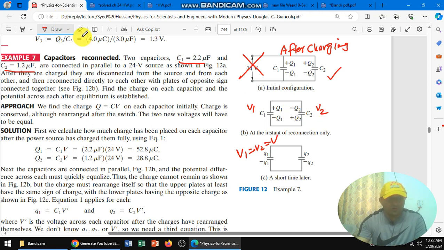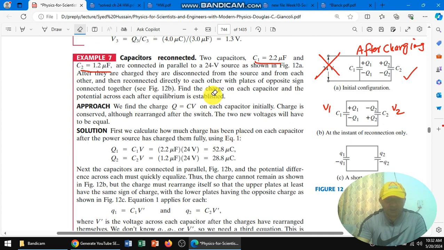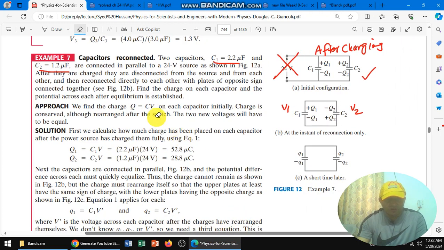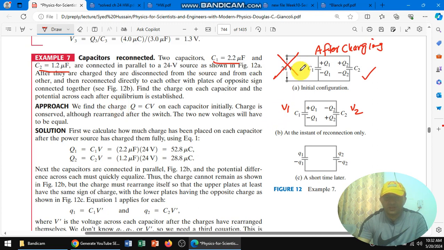So we need to find how much charge flows. We need to find the charge on each capacitor and the potential across them after equilibrium is established. In order to solve this, first we must find the charges Q1 and Q2 that are stored after charging.